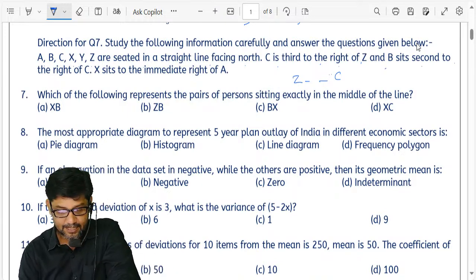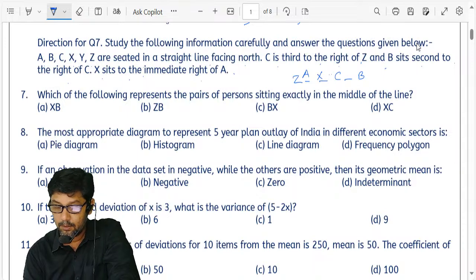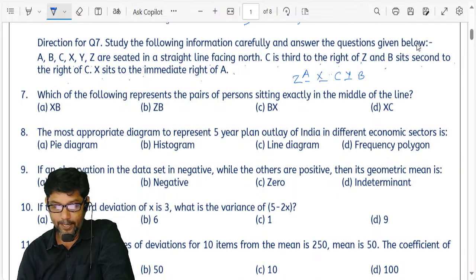B sits second to the right of C. X sits to the immediate right of A. Definitely A must be here. So who is missing now? Y is missing.